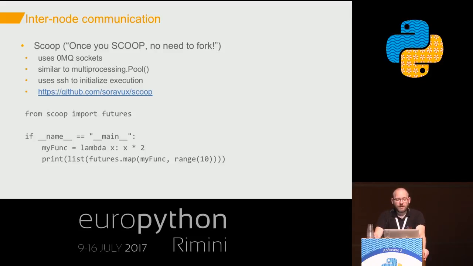I personally like SCOOP, maybe because it has a really nice slogan. But it uses ZeroMQ sockets for communication. It's really similar to multiprocessing pool, and it utilizes SSH connection for execution. So you need to have SSH access to the machines you want to run your application on, and later it connects to them, sends data, executes it. So you can see that it's really, really simple to use.